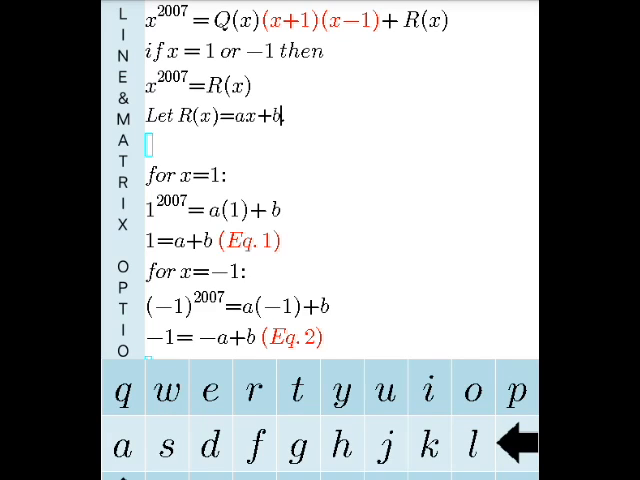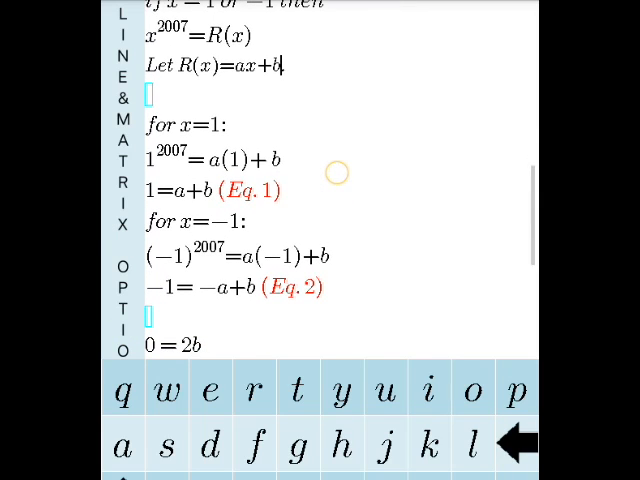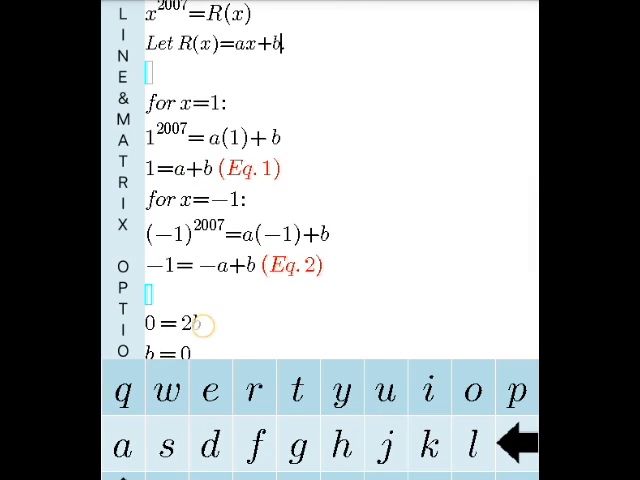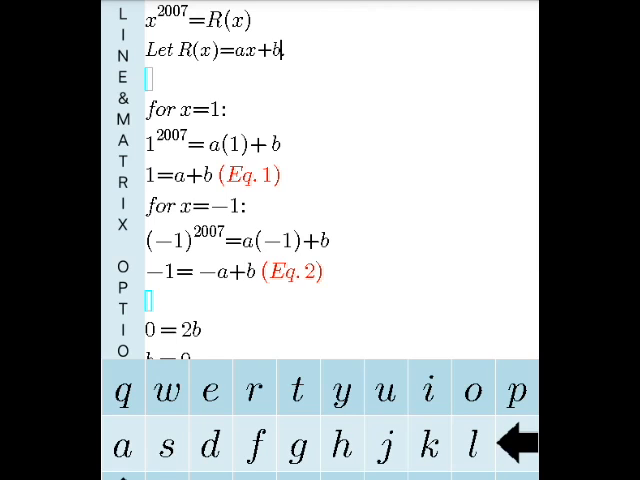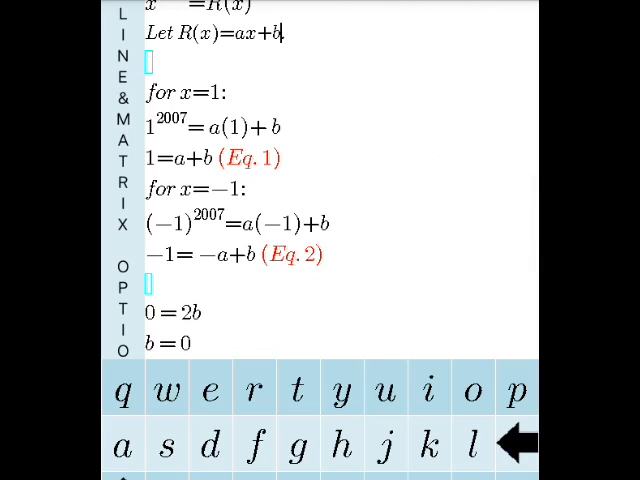So if we combine them, basically we add them. We just add equation 1 to equation 2. So 1 plus -1 would just be equal to 0, right? And then a plus -a is 0, so I did not write anything anymore. And then b plus b is 2b. So 0 is equal to 2b. Divide both sides by 2, get b is equal to 0.